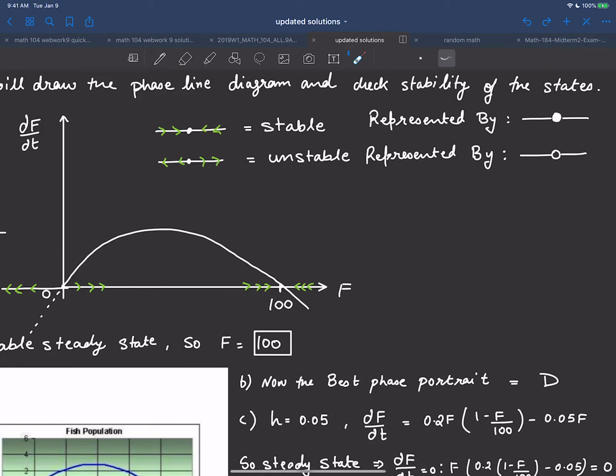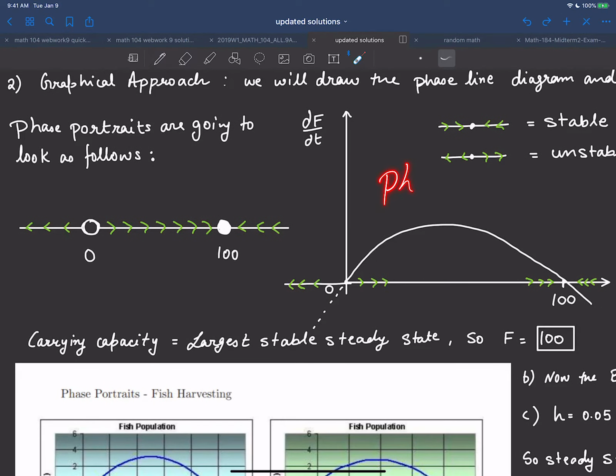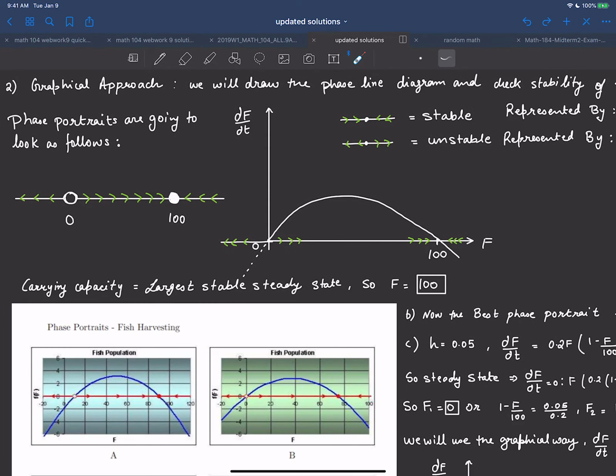On a phase portrait, the stable steady states will have these arrows, and that's represented by a solid dot. If your state is unstable, then you say it's an open dot. This is represented on this phase line here. This is called the phase line, and combined with this all together, it makes the phase portrait. So given that situation, we figured out that steady state 0 was unstable and steady state 100 was stable. So we can comment on the stability from there.